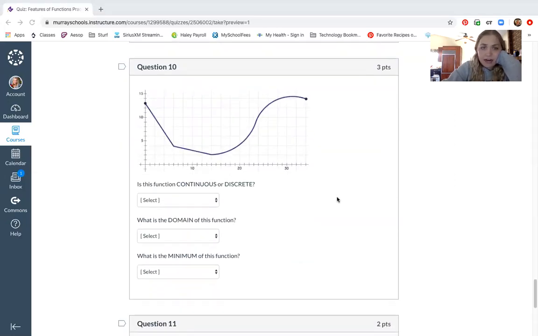What a lovely looking graph. On this graph, it's first of all asking if this is continuous or discrete. There are no breaks in this graph, so it is going to be continuous.